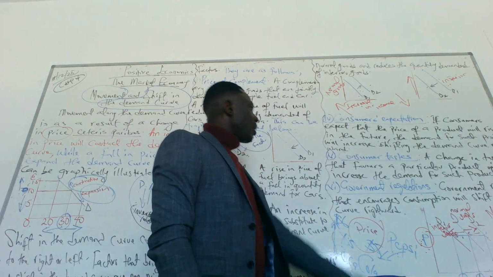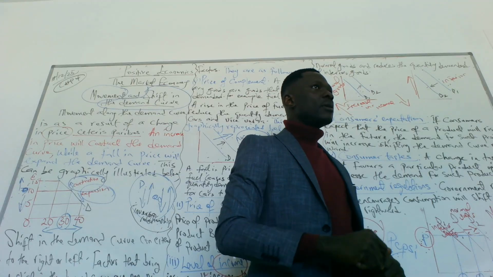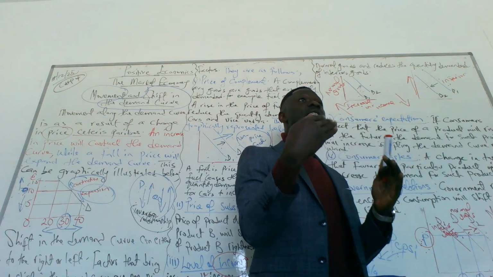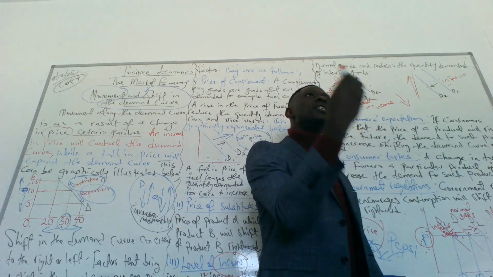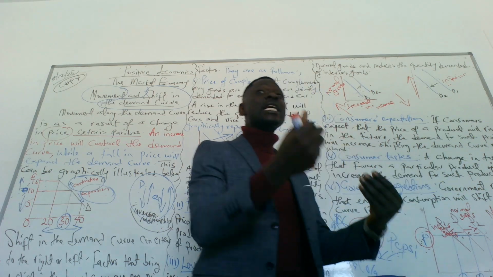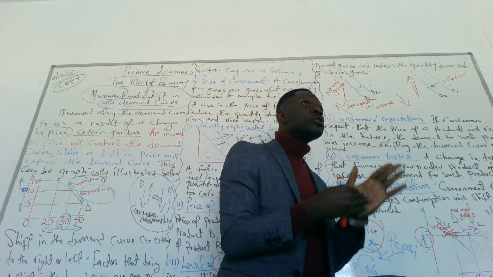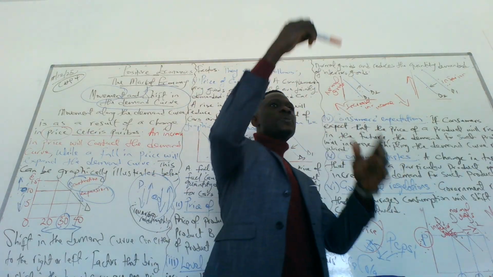Consumer taste. Consumer taste changes over time based on trends. So if consumer taste changes in favor of a product, the demand for the product would rise, shifting it rightward. If the change is not favorable to consumers, the demand for it would reduce. If we don't like this product anymore, yes?